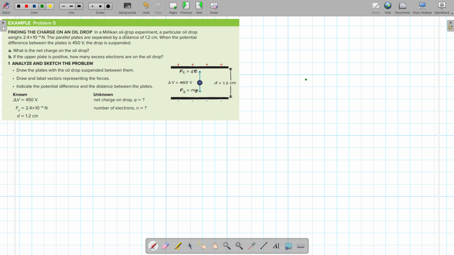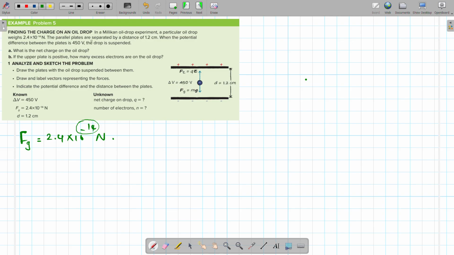In a Millikan oil drop experiment, a particular oil drop weighs 2.4 × 10^-14. It is the gravitational force, or the weight of the oil drop, 2.4 times 10 to the power minus 14 Newton. Since it is minus 14, the drop must be very small, tiny.